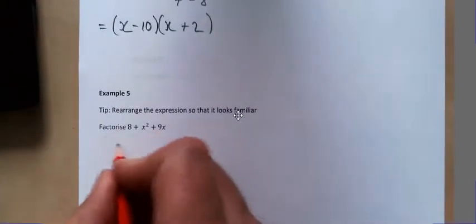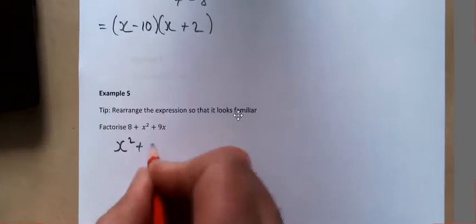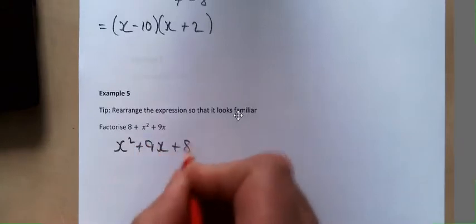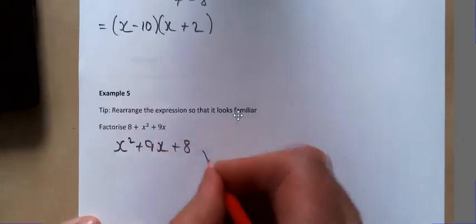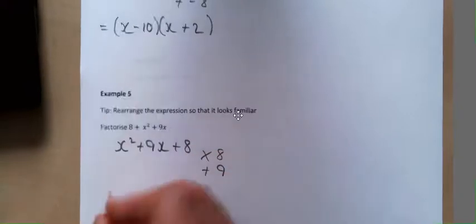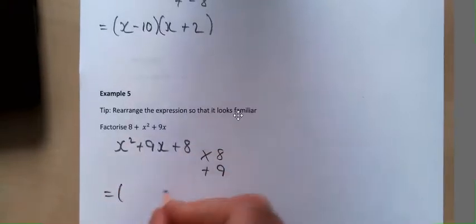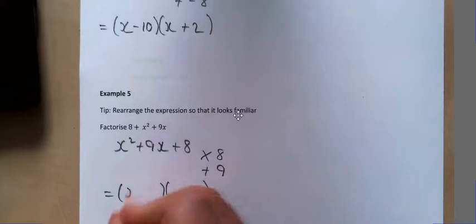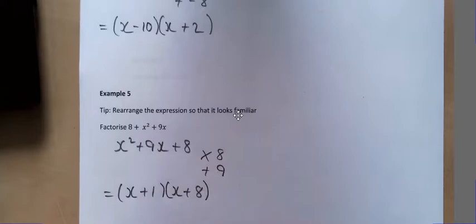So I'm going to rewrite this as x squared plus 9x plus 8. We're looking for two numbers that multiply to give 8 and add to give 9. Some people get confused with these ones. It's actually an easy one. So it's going to be x plus 1 and x plus 8. 1 plus 8 gives us 9. 1 times 8 gives us 8.